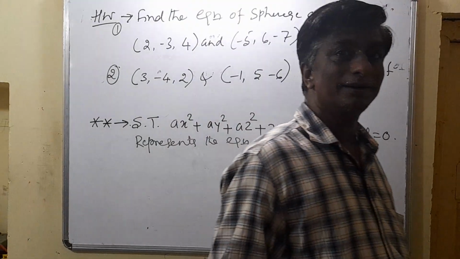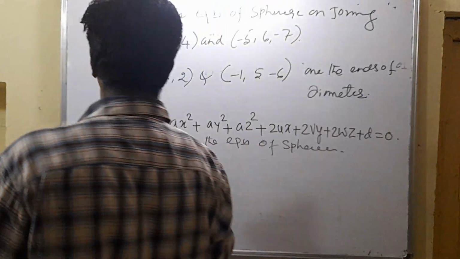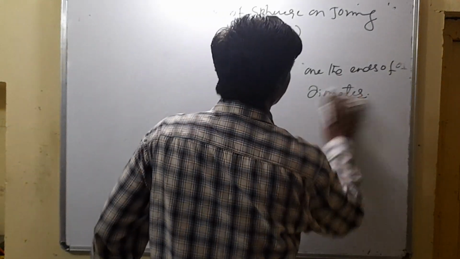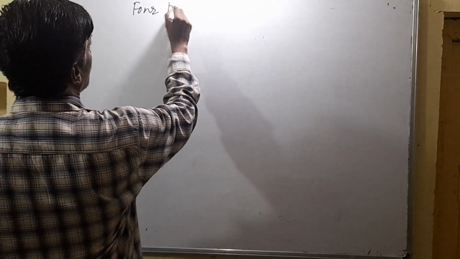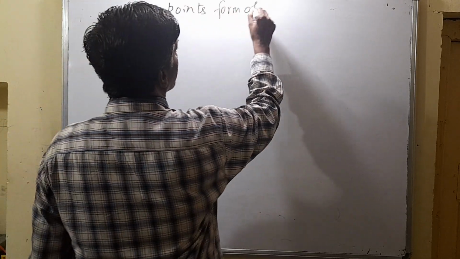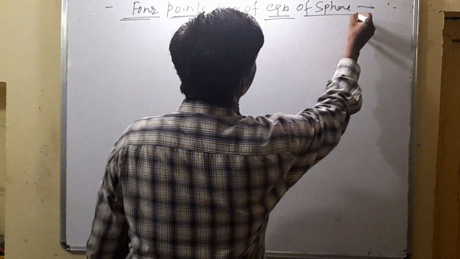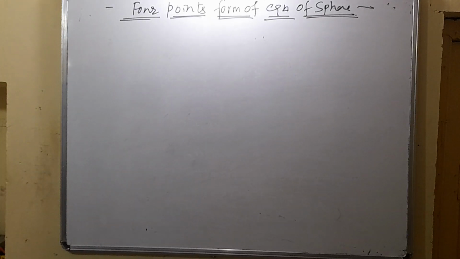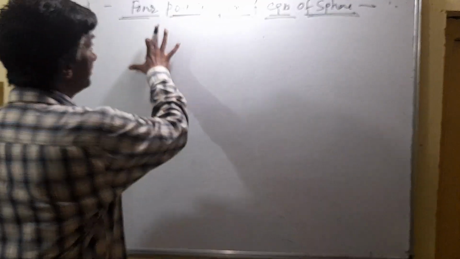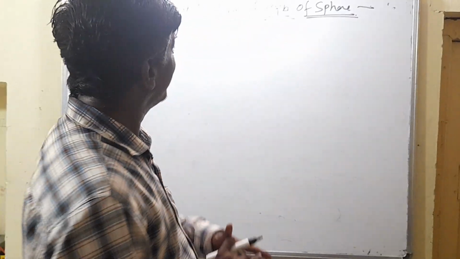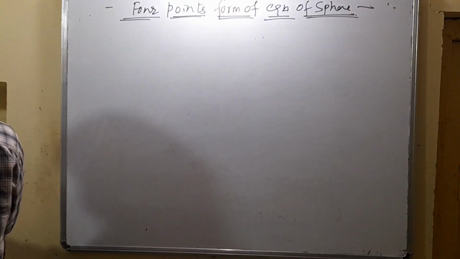After this, I will form one more equation of sphere, the fifth form of equation of sphere. Four points form of equation of sphere. Again, theory. After solving a number of problems, next one more form of equation, that is 4-point form of equation, means 4 points are given. Using those 4 points, which are on the sphere, you have to find the equation of sphere. Very, very important. This carries 10 marks in your examination.